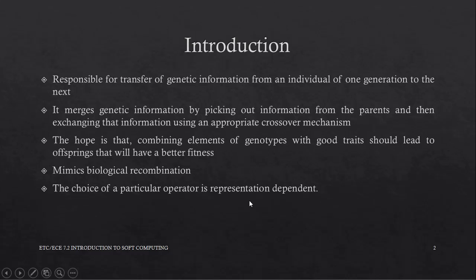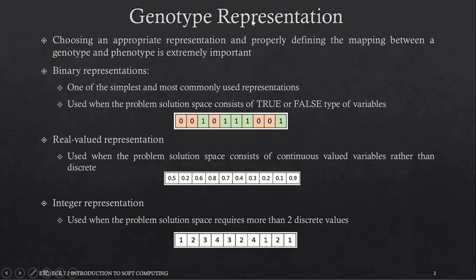Genotype representation is one of the most important decisions to be made while implementing a genetic algorithm. To ensure a successful implementation and to avoid a poor performance, choosing an appropriate representation and properly defining the mapping between a genotype and a phenotype is extremely important. The three most commonly used representations are binary representation, real valued representation, and integer representation.